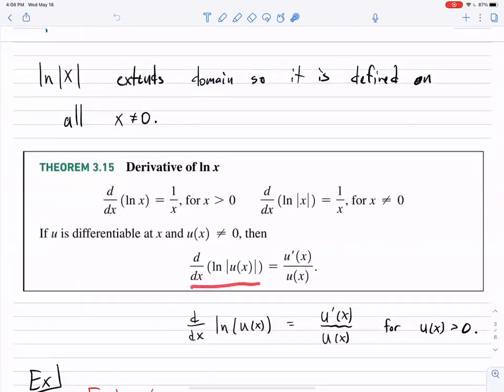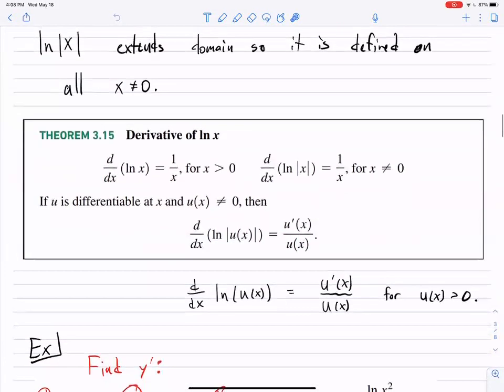And then this is just a little chain rule idea. If you take ln of absolute value of u of x, then it's 1 over that, which is 1 over u of x. And then you need to multiply by the derivative of u. And so you get this nice little rule. It's u prime of x over u of x. And this is true even if it doesn't have to be absolute value of u of x. You can just do u of x as long as u of x is positive.